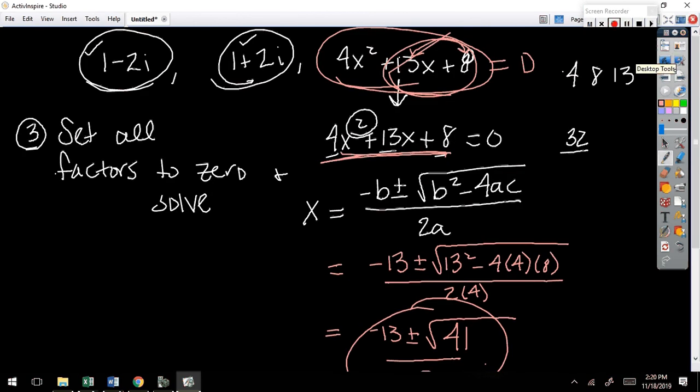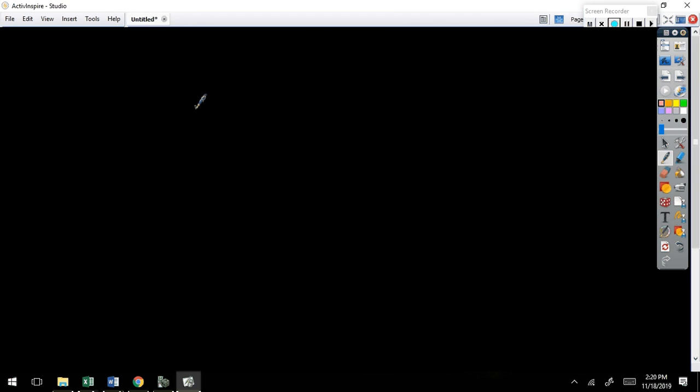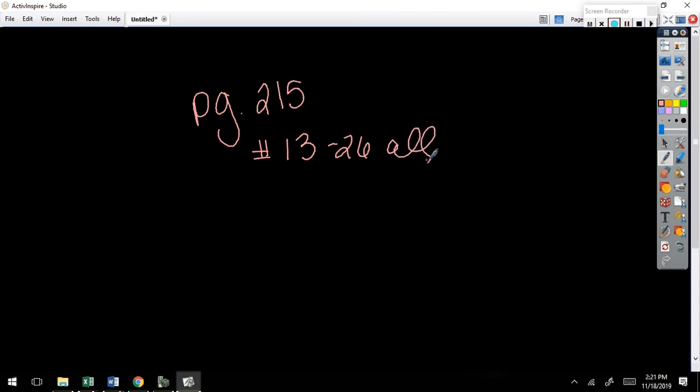So we'll do page 215. Remember, yesterday you had 1 through 12, and that's due on Wednesday. So for tomorrow, on page 215, you're going to do numbers 13 through 26 all. These are not that bad at all. You'll get into the ones that are a little bit harder whenever you hit 33. And we'll just go through 36, and that'll be it on those. I think that'll do it.